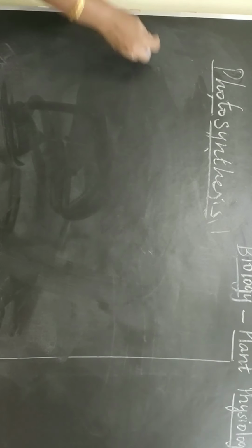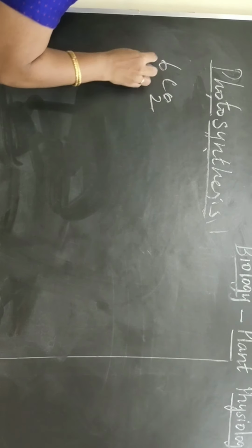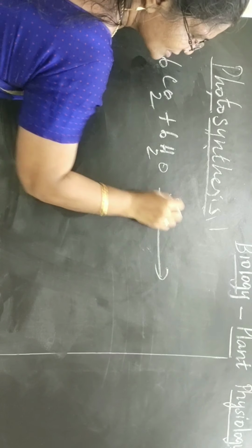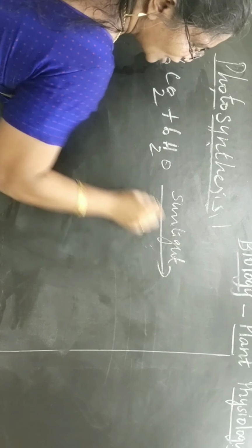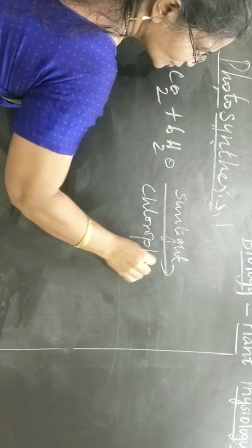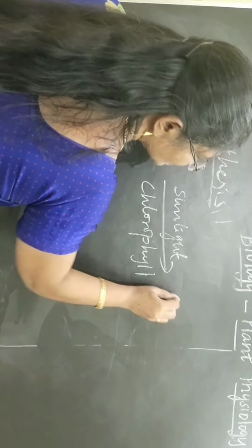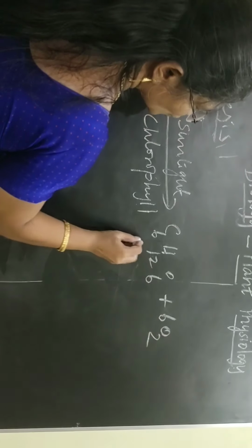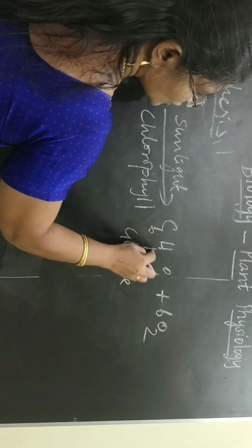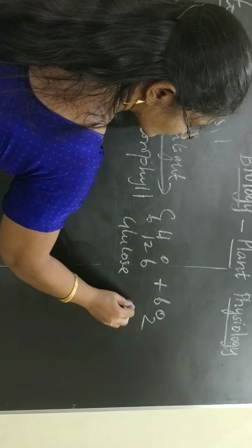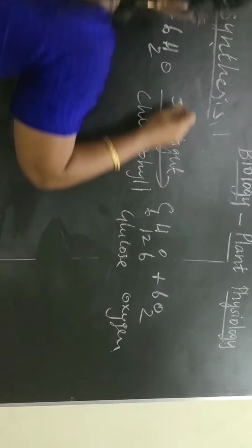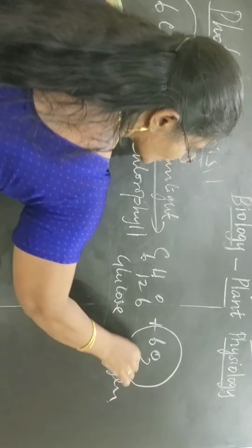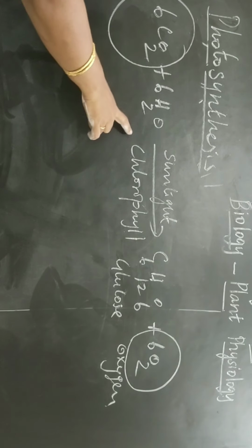Yes, the overall equation is: plants take 6 molecules of carbon dioxide and 6 molecules of water in the presence of sunlight and chlorophyll. They produce glucose, C6H12O6, and release oxygen. Listen children, taking 6 molecules of carbon dioxide and releasing 6 molecules of oxygen. This is the overall equation.